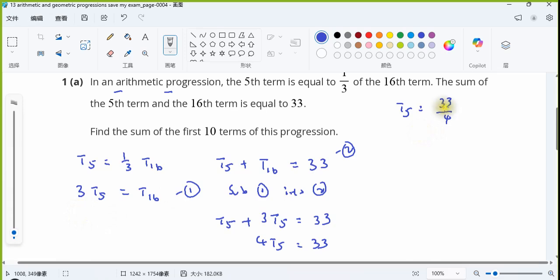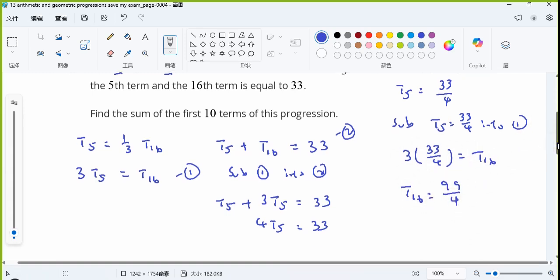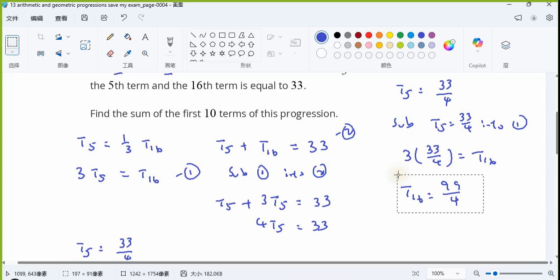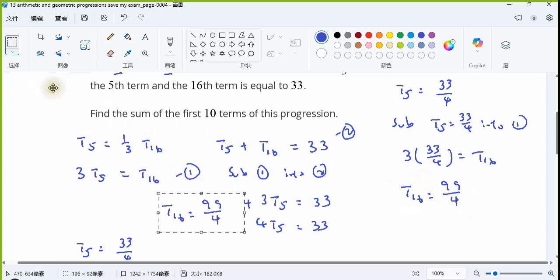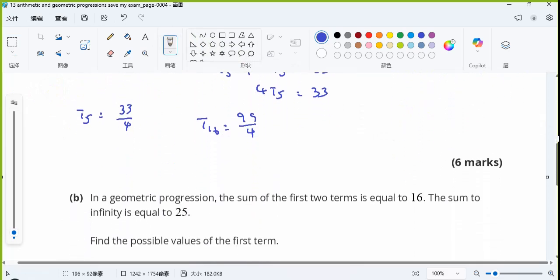The fifth term is 33 over 4, and we sub this T5 equal to 33 over 4 into equation 1. Then we have 3 times 33 over 4 is the 16th term. So the 16th term will be 99 over 4. Okay, so over here we have these two pieces of information. Based on these, we can find the A and D for this case.